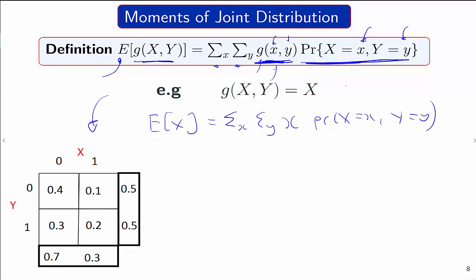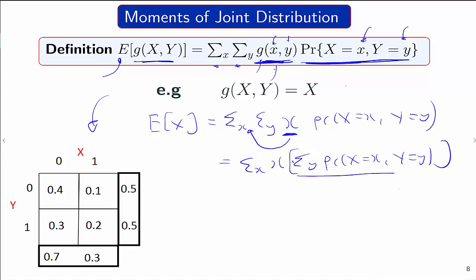Well, what's going to happen here? We can see, obviously, x doesn't depend upon y, so we can take x outside here. So we can rewrite this as the sum over x of x times the sum over y of the probability X equals x, Y equals y. Well, what is this here? This is just, by definition, the marginal density of X. We've just summed the joint density across y. So we can see this is just the sum of x times the probability X equals each particular value of x. So it's just the E of X formula from before.